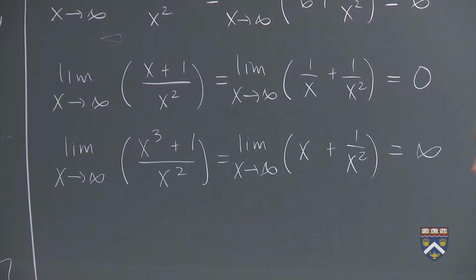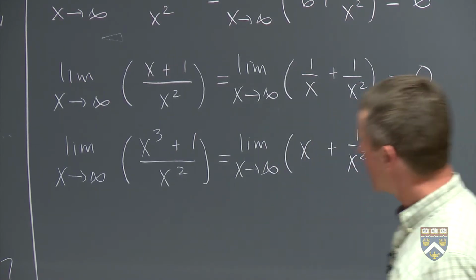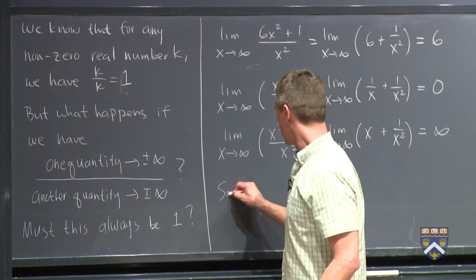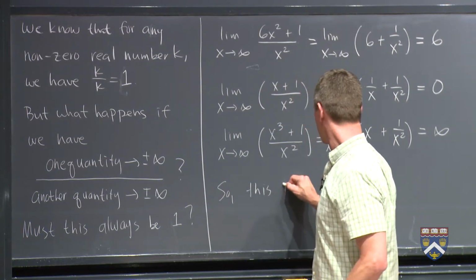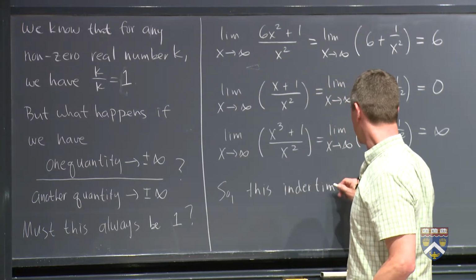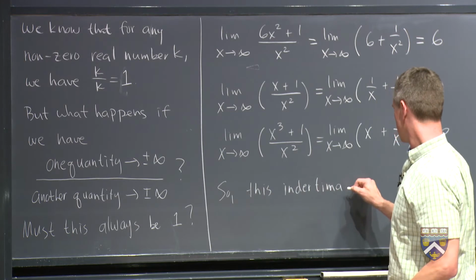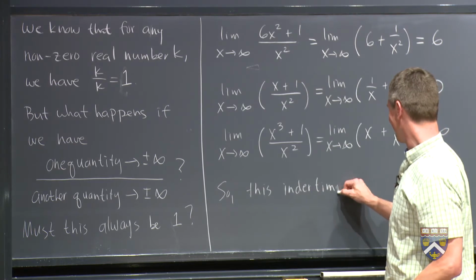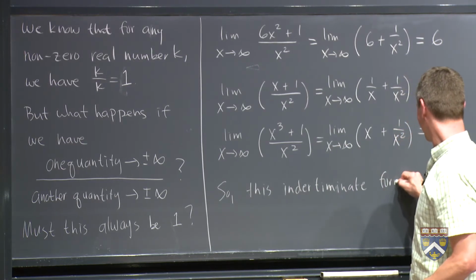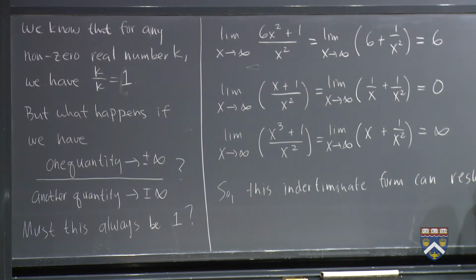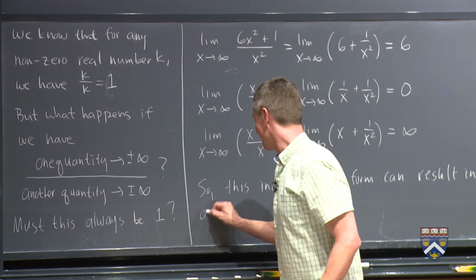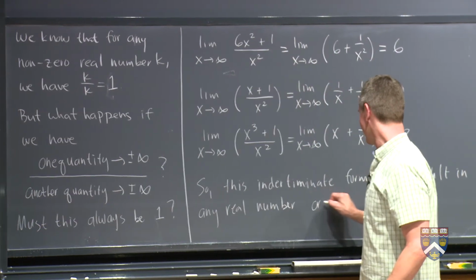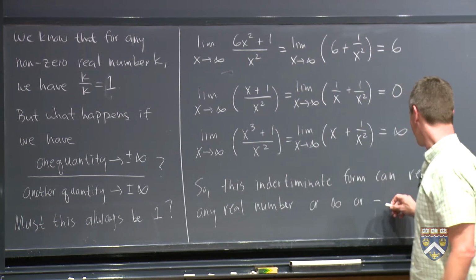So the fact is that this indeterminate form, plus or minus infinity over plus or minus infinity, can end up equaling any real number, including 0, or infinity, or negative infinity.